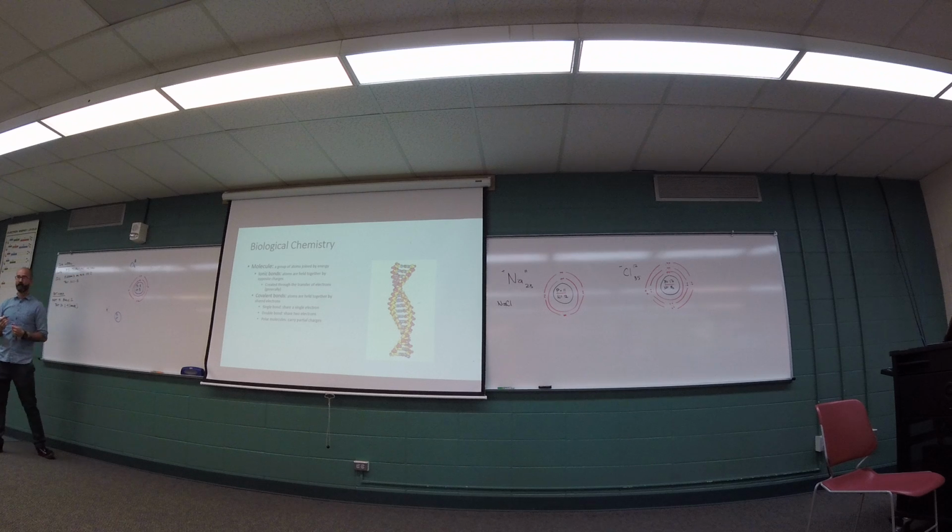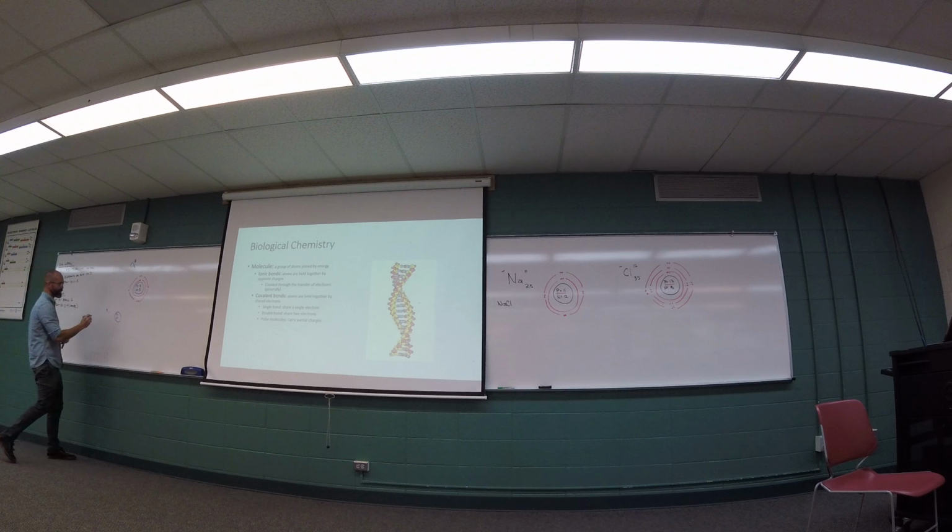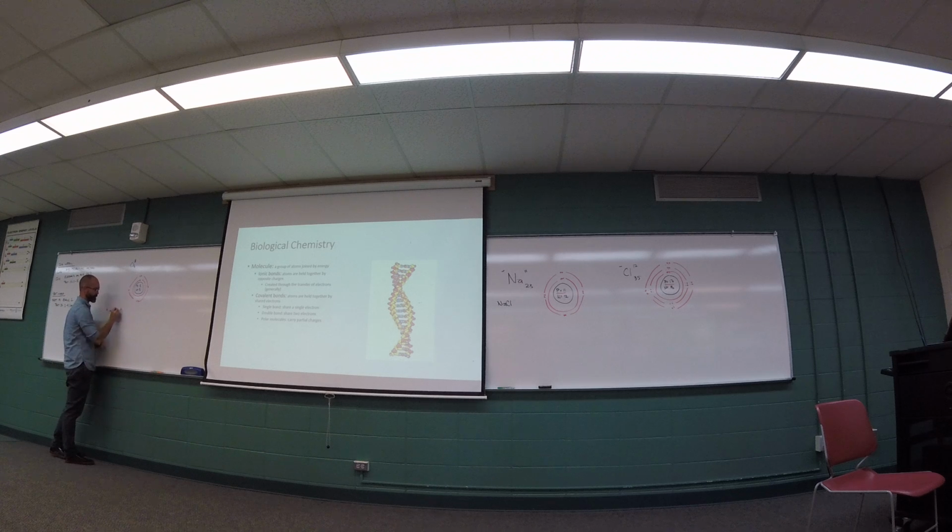So how many protons does hydrogen have? 1. And how many neutrons does hydrogen have? 0, exactly right. Has no neutrons. How wacky is that? And then it has, if it's neutrally charged, how many electrons? 1, right? Because it has 1 proton, 1 electron. So that's all hydrogen is. It's just a proton and an electron.